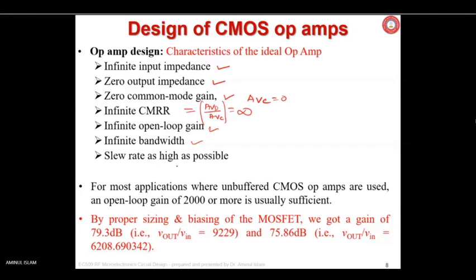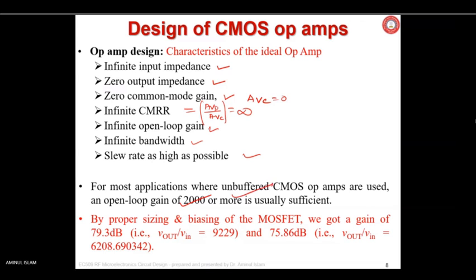Slew rate as high as possible. These are the basic characteristics of an operational amplifier, ideal characteristics, of course. And then for most practical cases, of course, the open loop voltage gain will be say 2000 or even more.